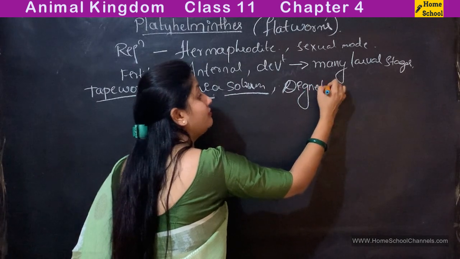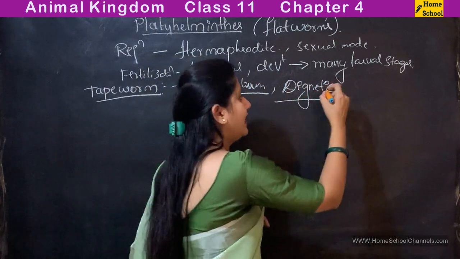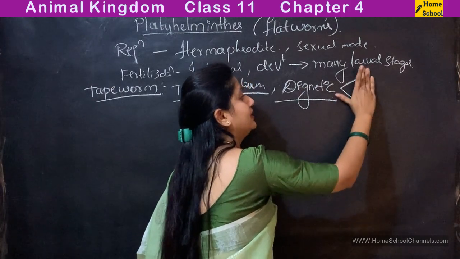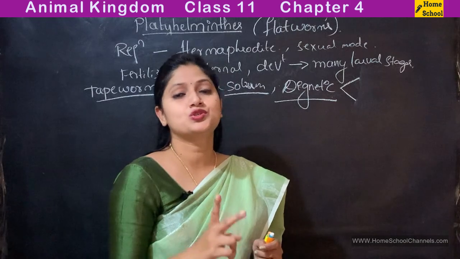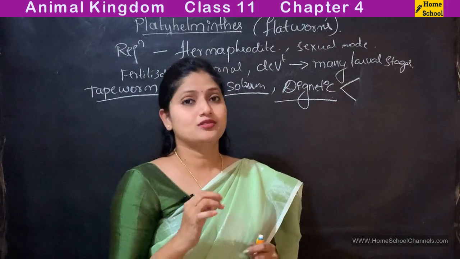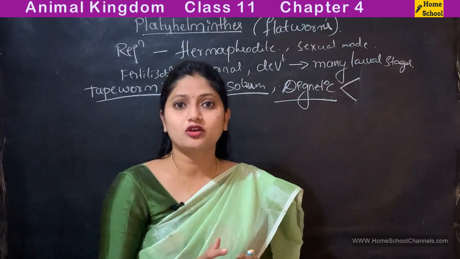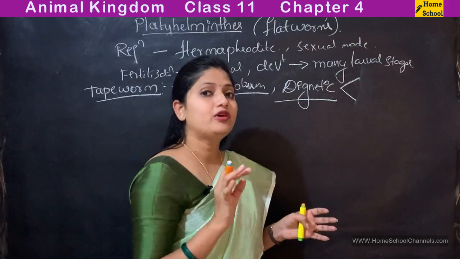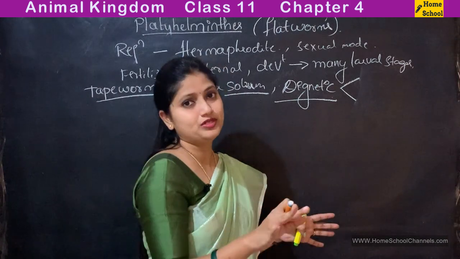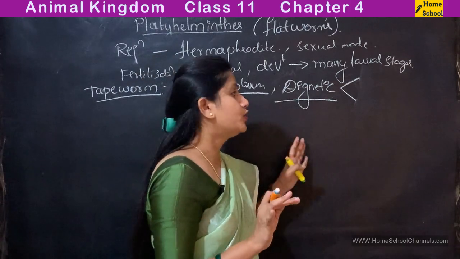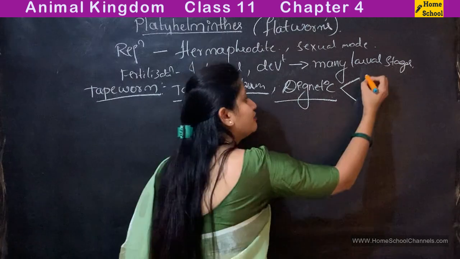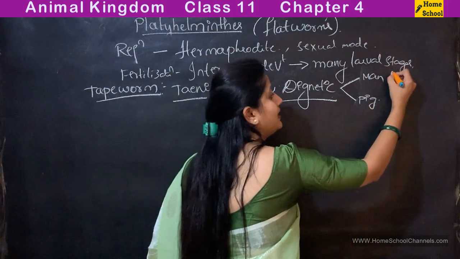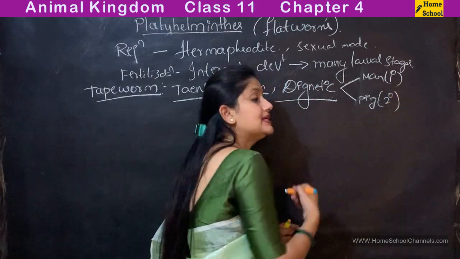What do we mean by digenetic? We had discussed this before. These organisms require two hosts to complete their life cycle, and such organisms are called digenetic organisms. Tapeworms are present in pigs and humans, majorly in pigs and humans. The two hosts here are, first, human, and second, pig. The human is called the primary host, and the pig is called the secondary host.